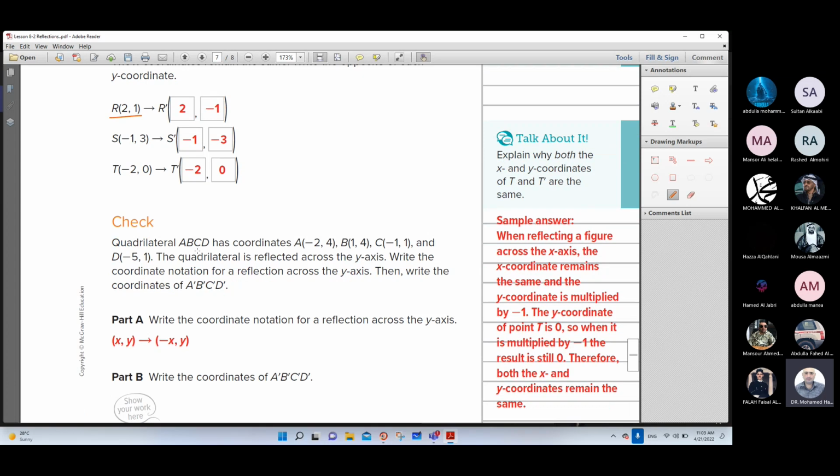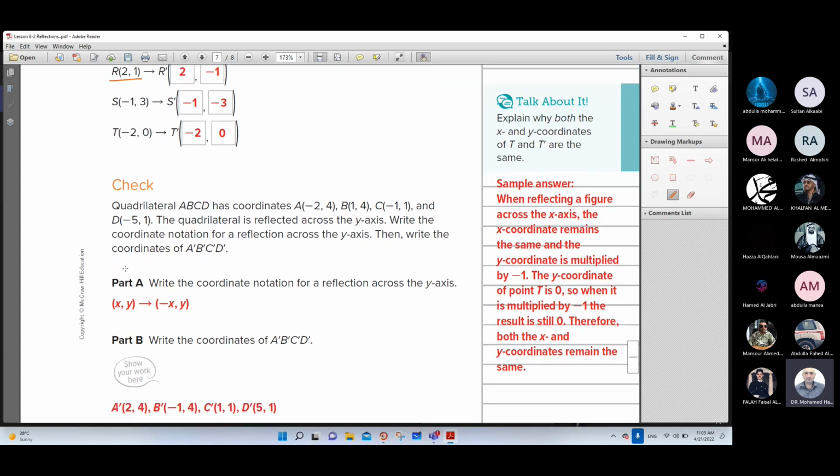A quadrilateral ABCD has coordinates A(-2, 4), B(1, 4), C(-1, 1), and D(-5, 1). The quadrilateral is reflected across the y-axis. Write the coordinate notation for a reflection across what? Across the y-axis. When it says y-axis, it means the y stays fixed and I reflect the x. Then write the coordinates of A prime, B prime, C prime, D prime.